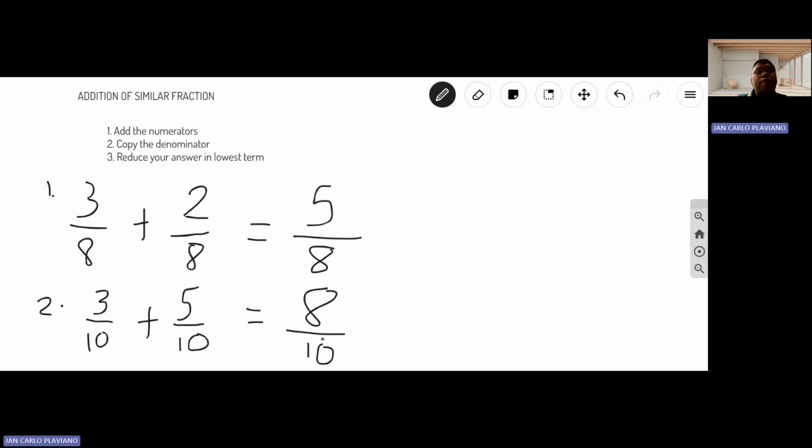Exactly. Now, is it our final answer? No. We need to divide it by 2 since it is divisible. So 8 divided by 2 is 4. And what is 10 divided by 2? 5. Correct. So therefore, our final answer is 4/5.